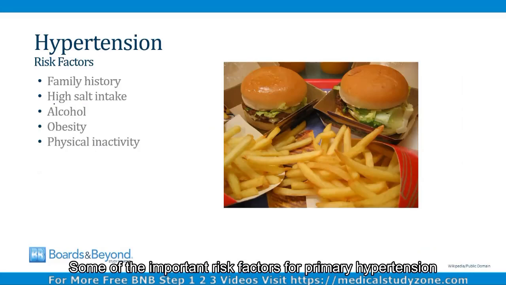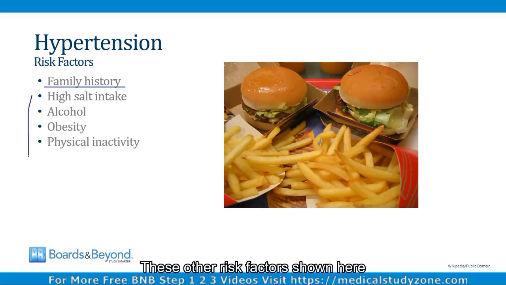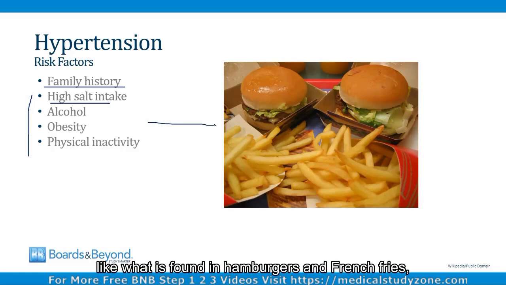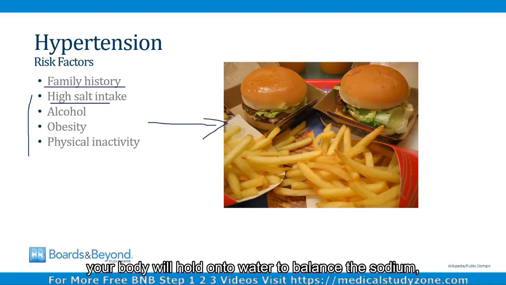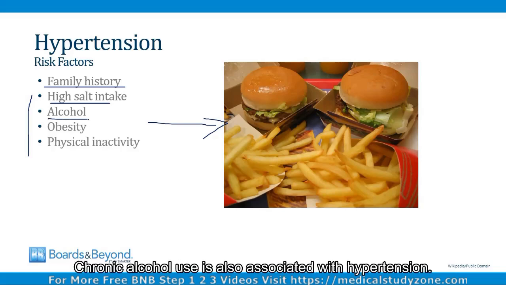Some of the important risk factors for primary hypertension are shown on this slide. First of all, family history is a risk factor, and this is one of the important non-modifiable risk factors. These other risk factors shown here are considered modifiable. First of all, high salt intake is associated with hypertension. If you consume lots of sodium, like what is found in hamburgers and French fries, like shown here, your body will hold onto water to balance the sodium, and that will raise the intravascular volume, and that can lead to hypertension. Chronic alcohol use is also associated with hypertension.